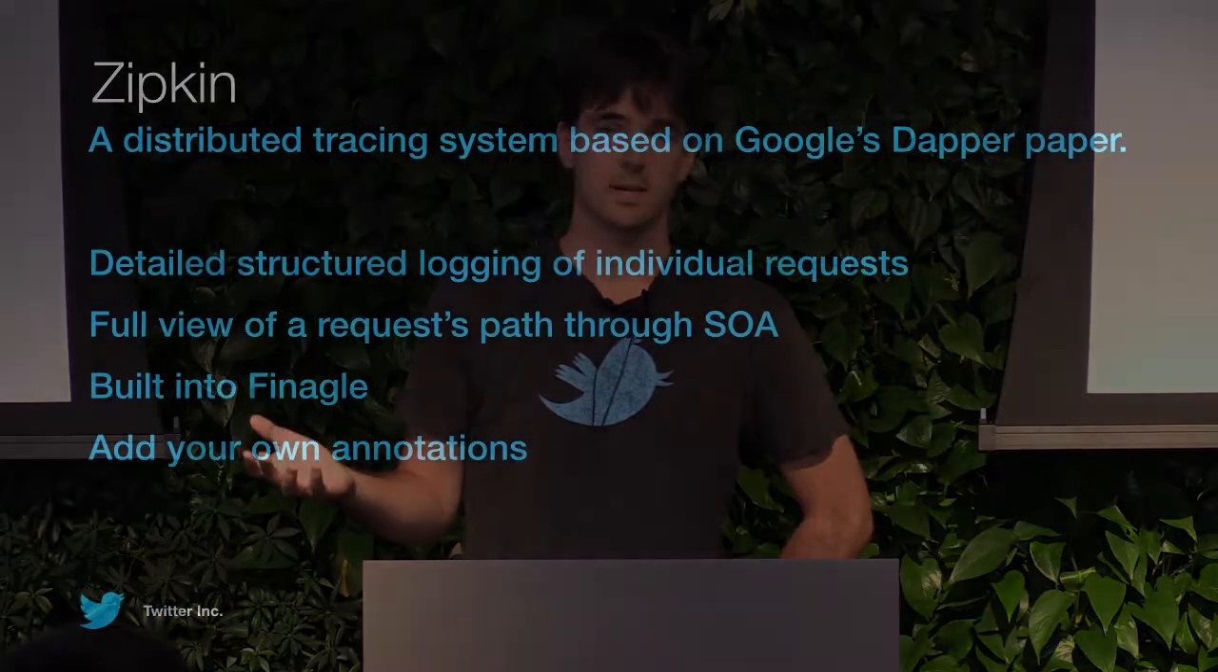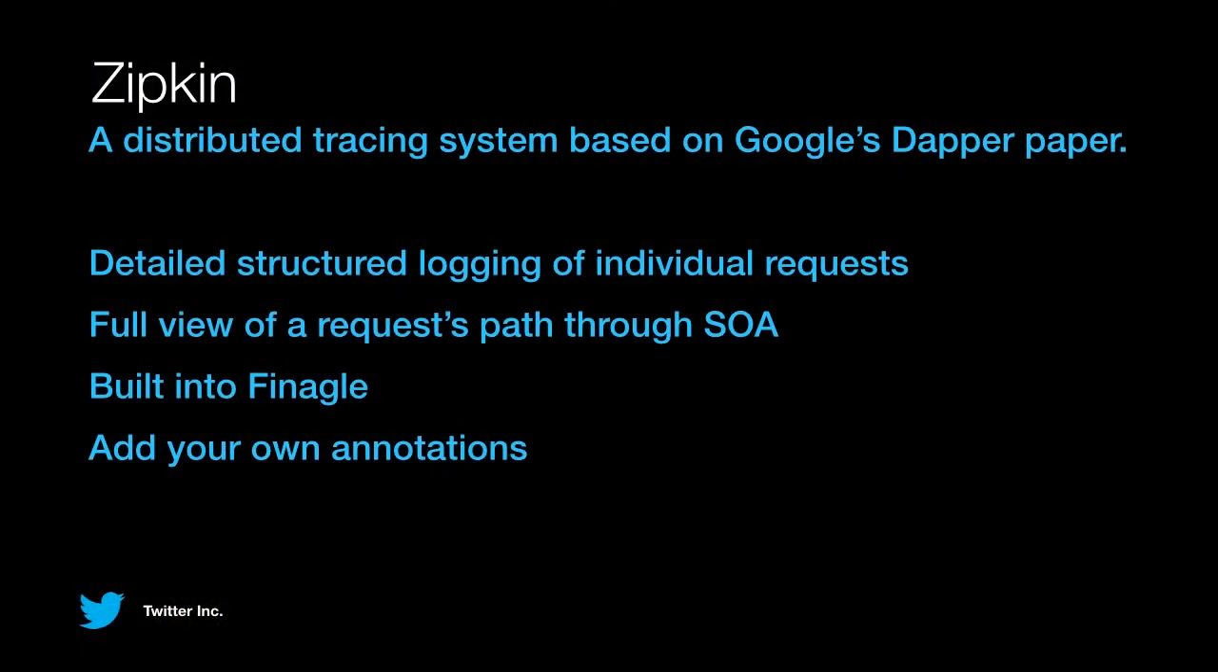Pretty simple. I'm just going to jump right in. So we'll start with what Zipkin is. It's a distributed tracing system, and it's based on Google's Dapper paper. If you haven't read it, go read it. It's a pretty short paper. It's pretty simple, and it's really good. It describes exactly what we're doing with Zipkin.